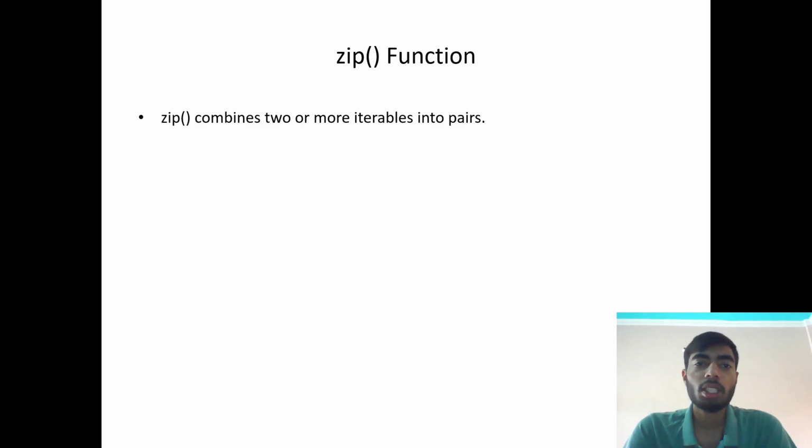The zip function. The zip function combines two or more collections into a single collection. For example, suppose we have a list of students' names and another list of marks. The zip function pairs each name with its corresponding mark. This makes it very easy to work with related data stored in different lists.